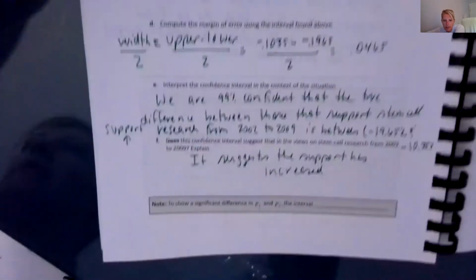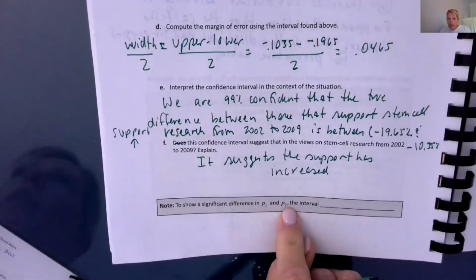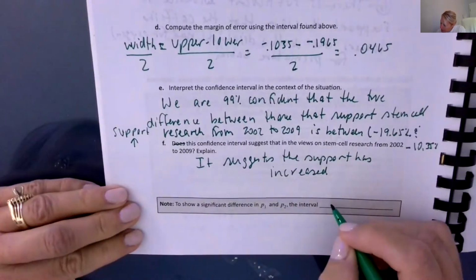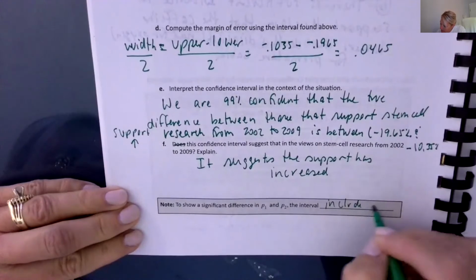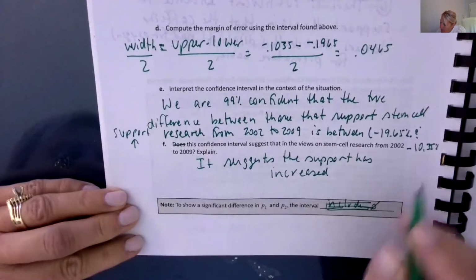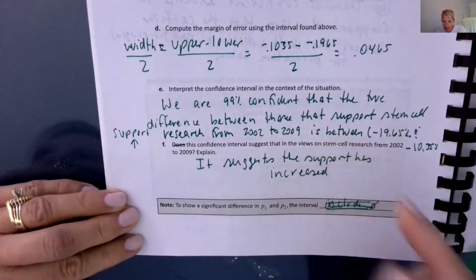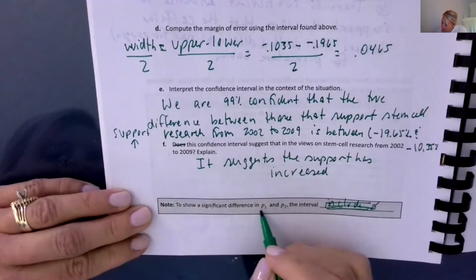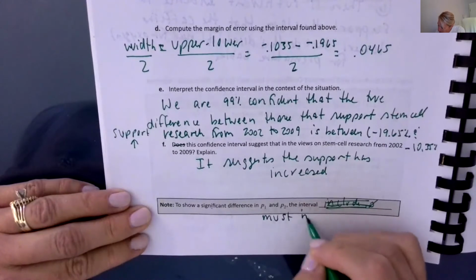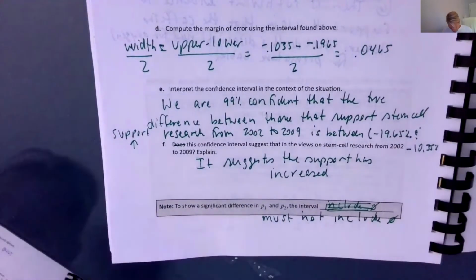So to show a significant difference, P1 and P2, the interval has to include 0. Actually, no, it cannot include 0. So if it includes 0, there is no difference between them. And this did not include 0, right? They were both negative. The whole interval was negative. So to show a significant difference in P1 and P2, the interval must not include 0. This is written a little bit different this time around. So it must not include 0.